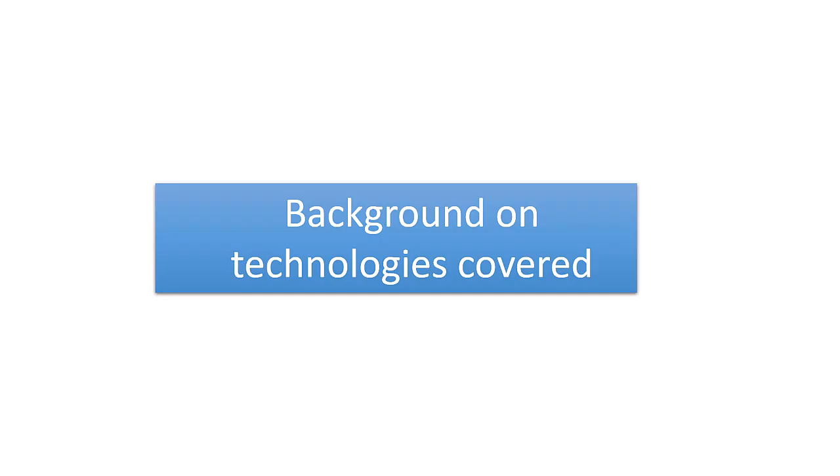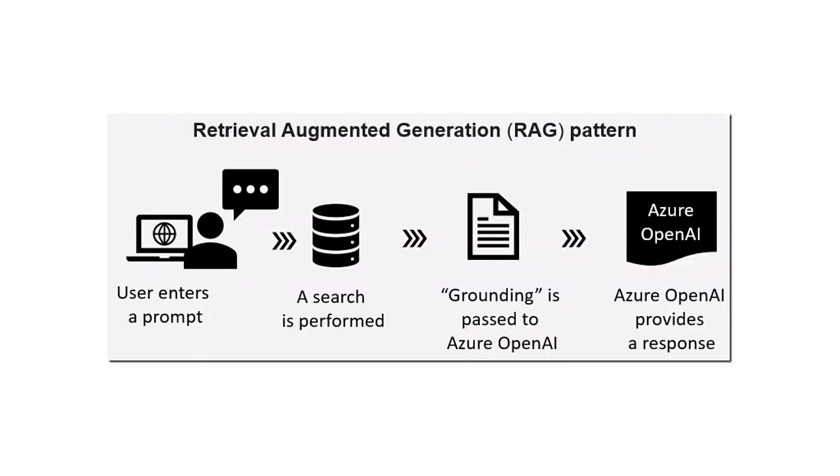First, let's start with the background on the technologies covered. Retrieval augmented generation. Retrieval augmented generation describes the process where a user enters a prompt, a search is performed, grounding from that search is passed on to the LLM, and then it provides a response.